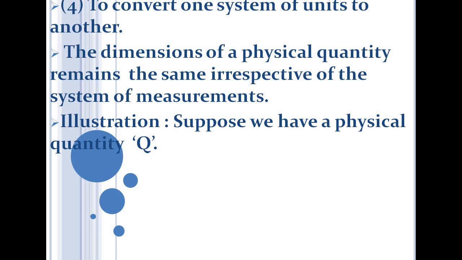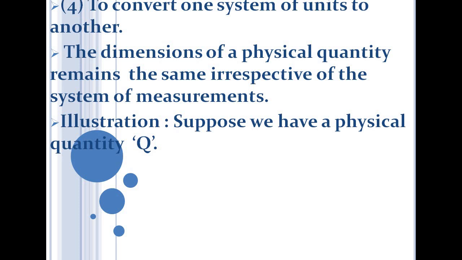For example, the dimension of velocity will always be LT to the power minus 1, whether you use the CGS system, with the unit as cm per second, or the SI system, as meter per second. It doesn't matter. It depends on the physical quantity. That means simply the physical quantity has the same dimension. It doesn't depend on the choice of system of units.